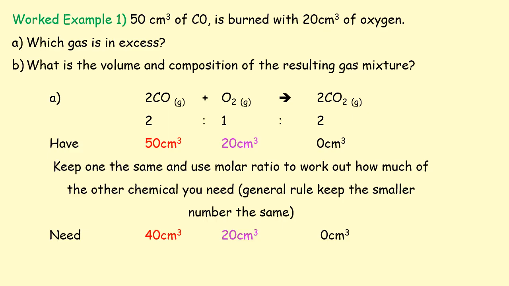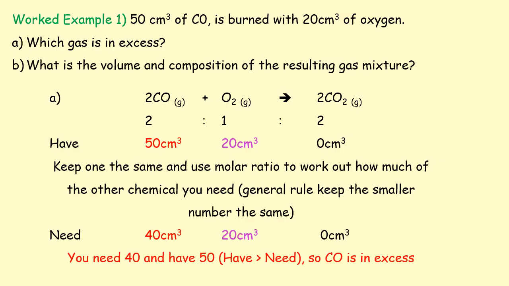So we would need 40 centimeters cubed of carbon monoxide. If we look at the numbers for carbon monoxide, we need 40 and we have 50. We have more than we need, so carbon monoxide is in excess. To answer an excess question, you always need to write a sentence or a statement in your answer explaining why your numbers lead to that conclusion.